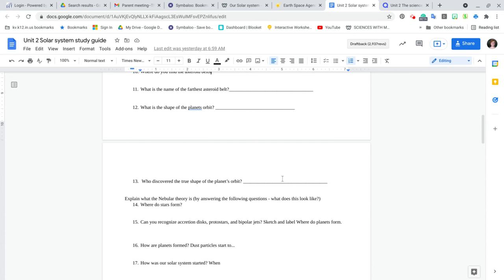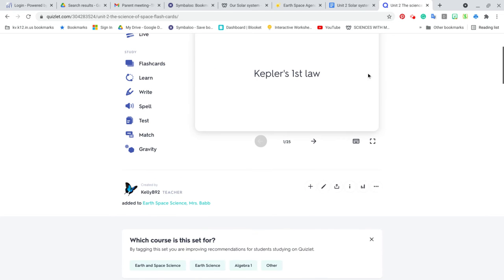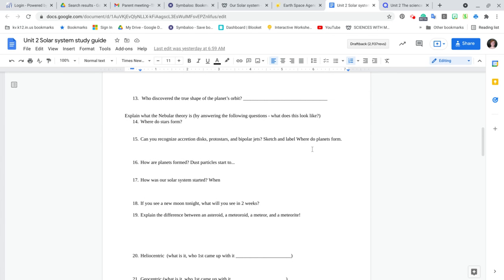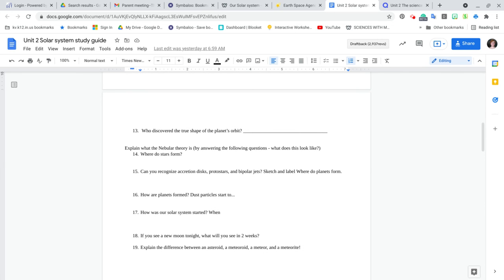Who discovered the true shape? That would be Kepler. And if you needed to spell Kepler, there you go. Nebular theory. Where do stars form? In nebulas. This was one of the questions in the Kahoot we played on Tuesday. Accretion disk, protostars, bipolar jets.